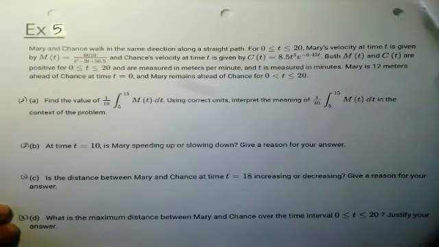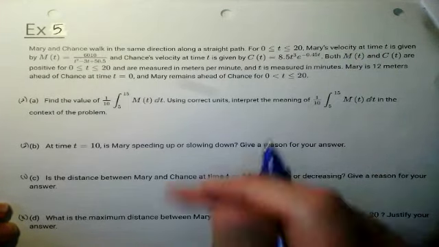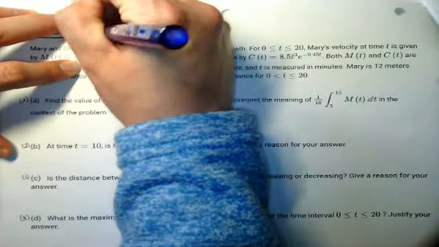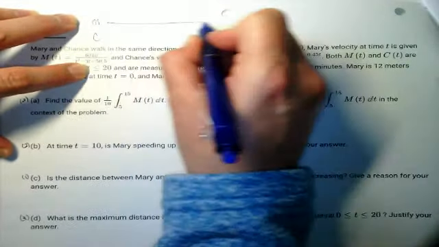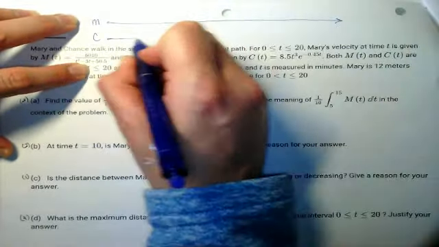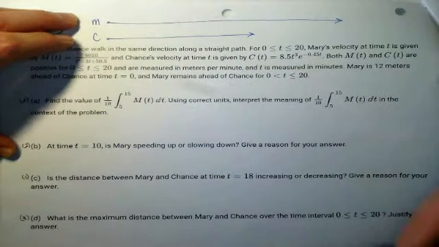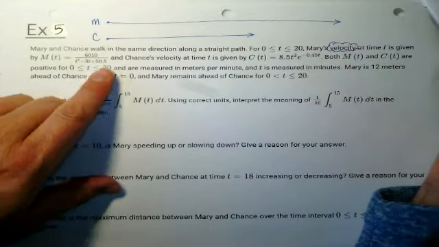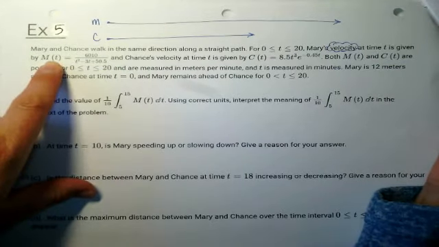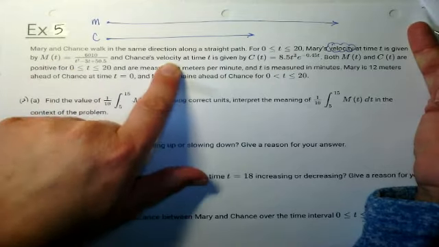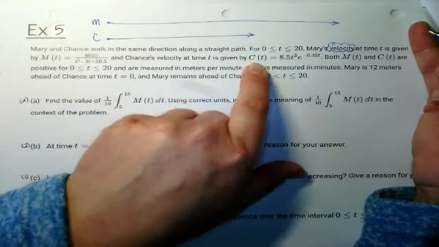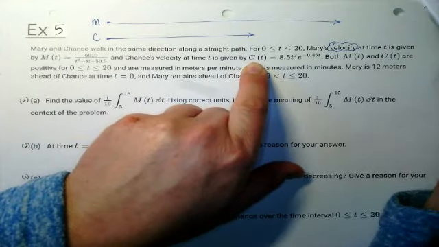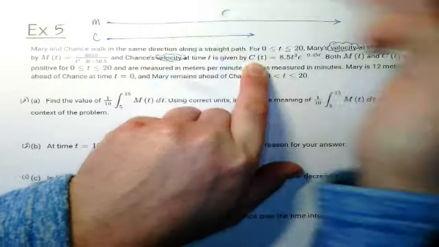Okay. Mary and Chance walk in the same direction along a straight path. So we have Mary and Chance, and they're walking this long track in the same direction. Mary's velocity at time t is given by this function m of t, and it is a velocity function. Chance's velocity is given by c of t. So that's nice. Again, it's a velocity function. Really important to think about.